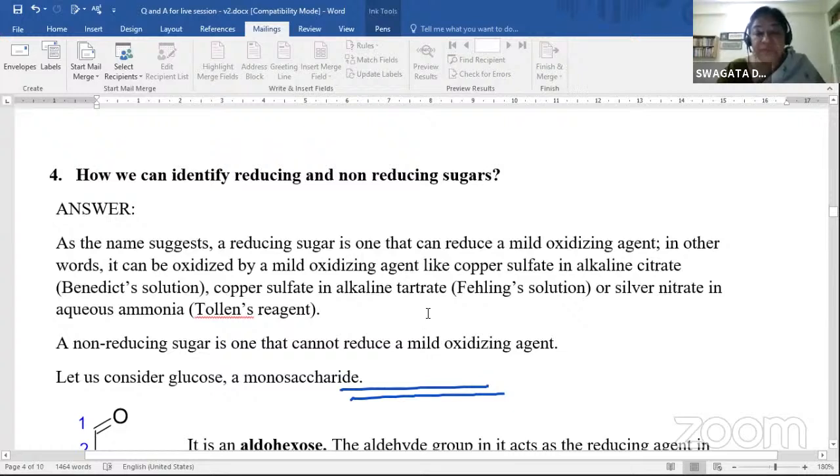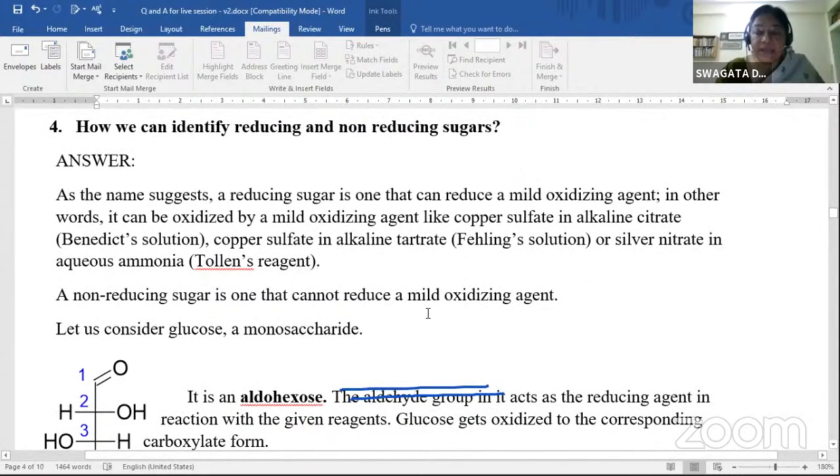Now, if it is possible for a reducing sugar to be oxidized by this mild oxidizing agent, then we would be able to identify it. How can we identify it? A non-reducing sugar is one that would not be able to reduce this mild oxidizing agent.